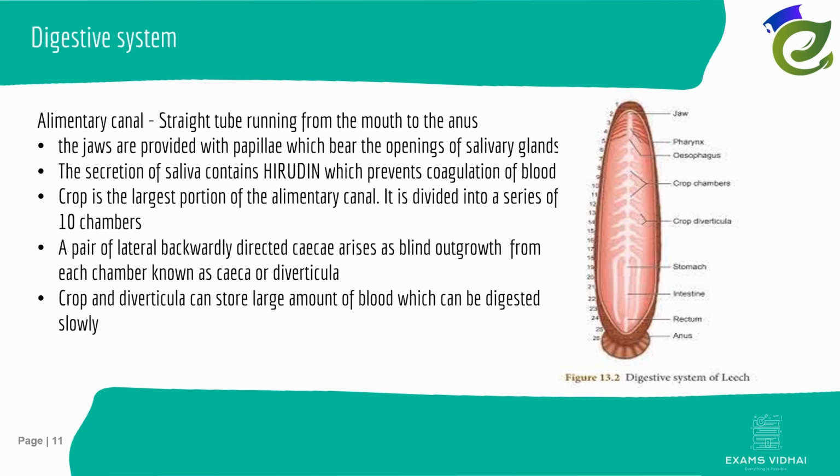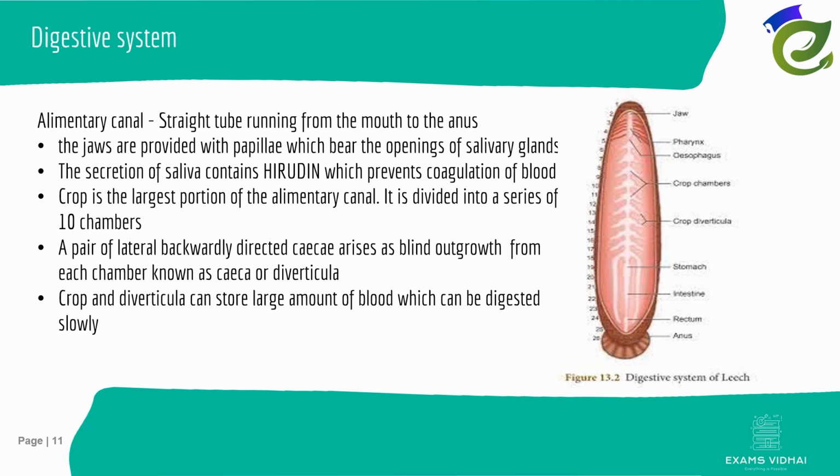The secretion of the salivary glands, as you all know, is saliva, but this contains an important secretion called hirudin. Hirudin prevents the coagulation of blood. Now the pharynx opens into the crop via the esophagus, and the crop is the largest portion of the alimentary canal. It is also divided into a series of 10 chambers, and these chambers in turn communicate with one another through circular apertures surrounded by sphincters.